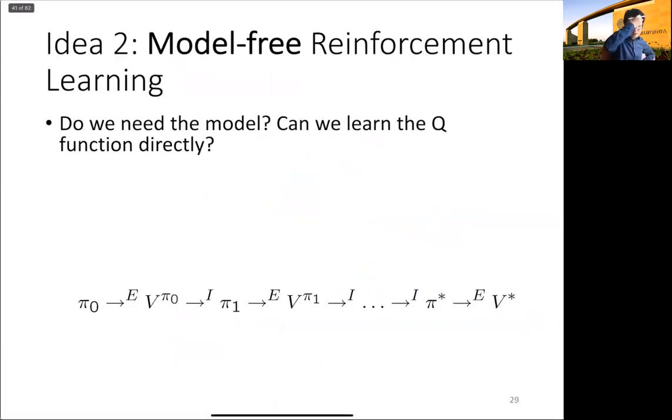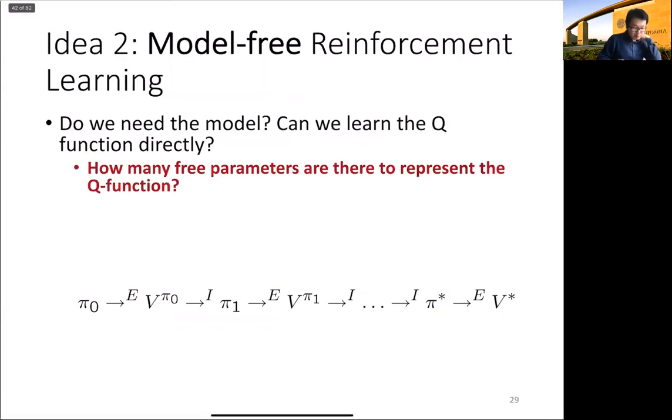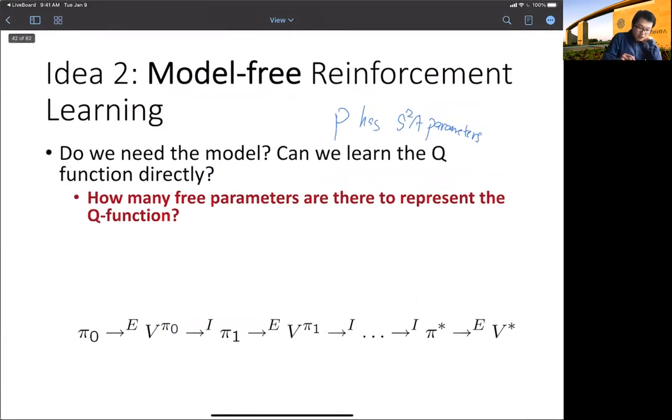Okay, so the second idea in the algorithm design for reinforcement learning is the so-called model-free reinforcement learning. Some of the questions that we could ask: do we need to really model the underlying dynamics? Can we somehow learn the Q functions directly? P has S square A parameters. For now let's consider the tabular setting. And how about Q? At least in the infinite horizon case, Q only has S times A parameters.